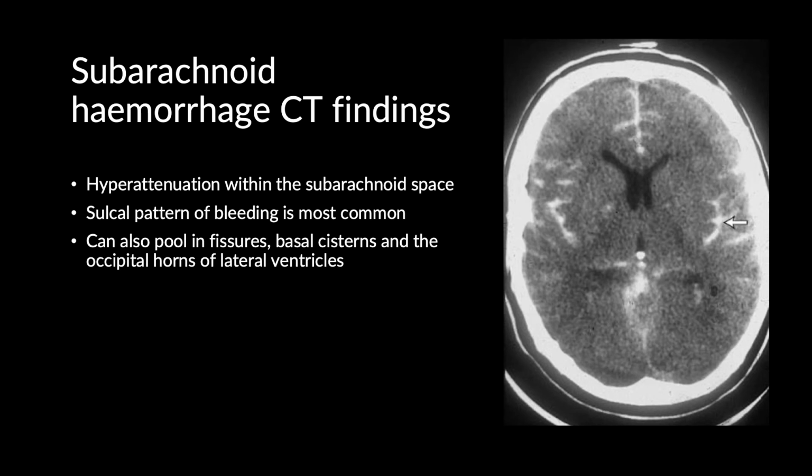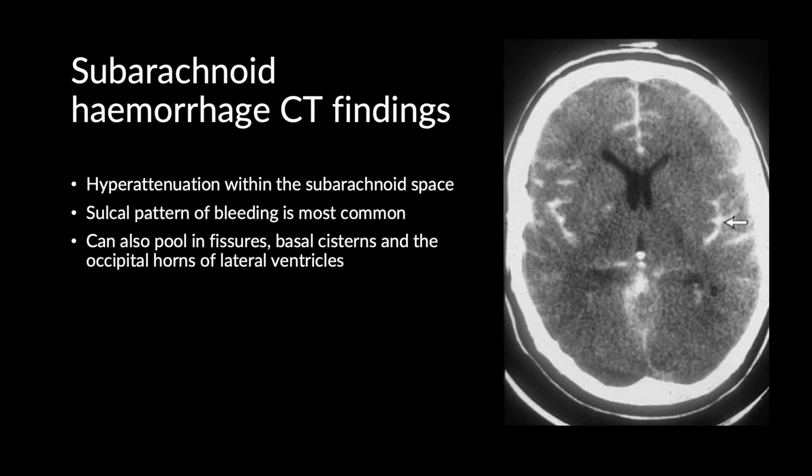In terms of the CT findings, you often see high density blood in the sulci, basal cisterns, and fissures. This is because the blood is overlying the pia mater. So wherever the pia mater runs, whether it runs through the sulci of the brain or the fissures, the blood will run over it, so the subarachnoid hemorrhage will follow. Subarachnoid blood can also be located in other places, such as the occipital horns of the lateral ventricles.